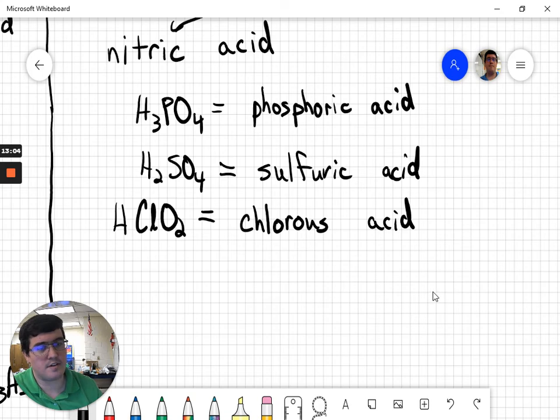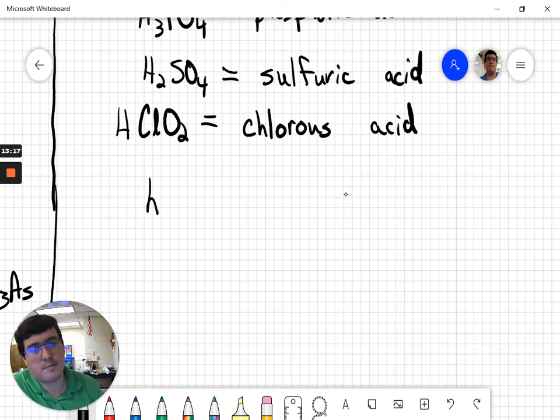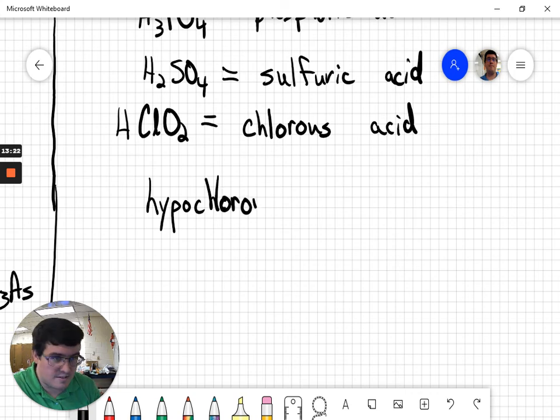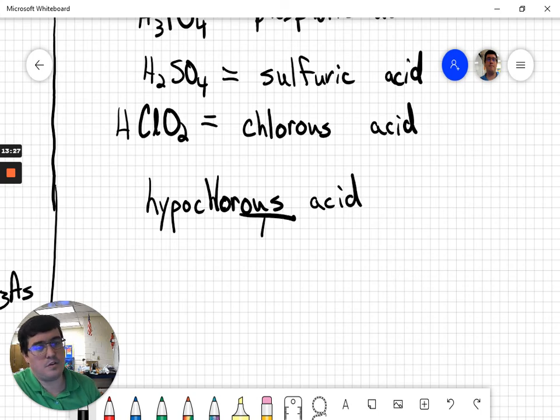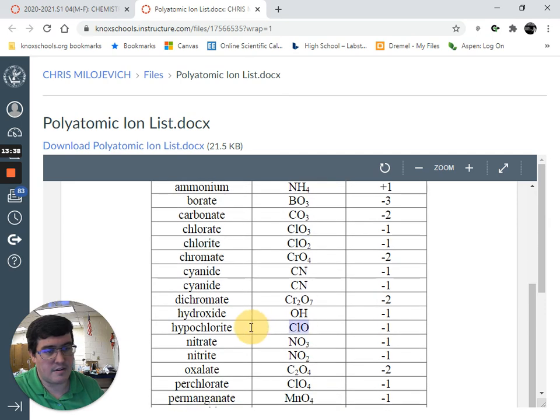Oops, clicked on the wrong window there. Sorry about that. All right, so now to go backwards. To go backwards, all you have to remember is ic started off as ate. So we're going to look at, for example, hypochlorous acid. There we go. So I remember that ous used to be an ite, and I'm going to look for hypochlorite. So we look on the list, and hypochlorite is right here. It's a ClO with a -1 charge.